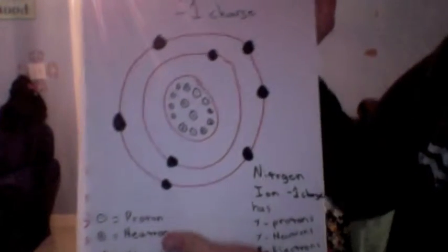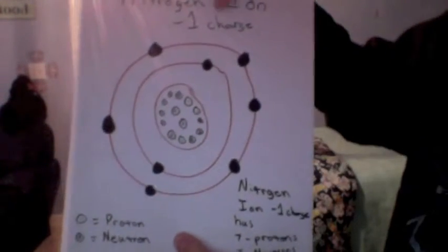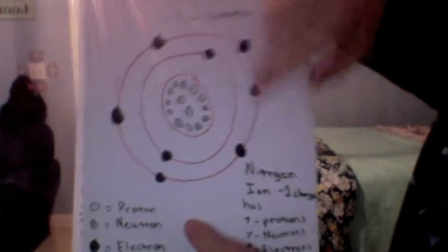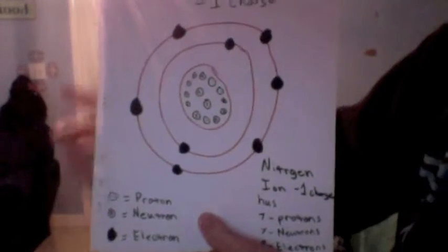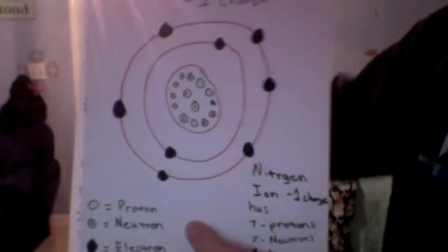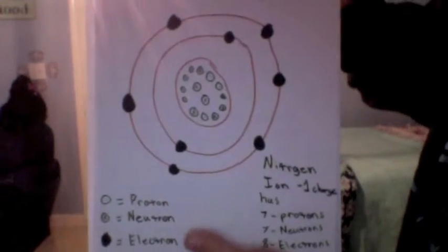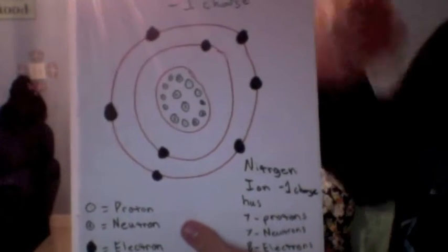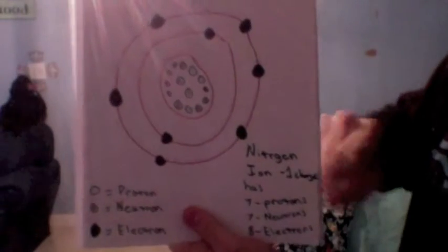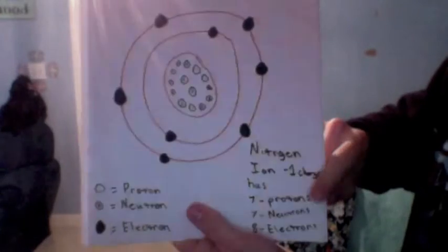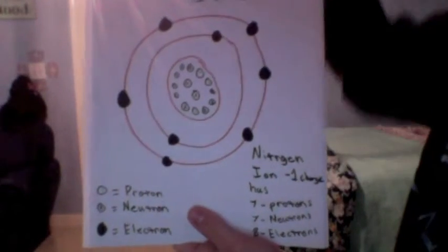For a nitrogen ion with a -1 charge, everything's the same. Protons and neutrons are located in the nucleus, and the electrons still orbit it, but with a -1 charge, the nitrogen ion has one more electron. So in this it has 7 protons, 7 neutrons, and 8 electrons.